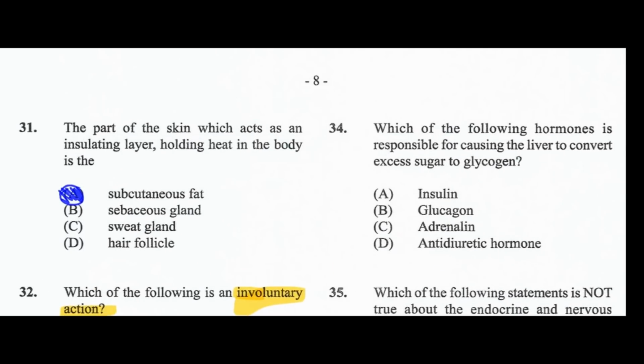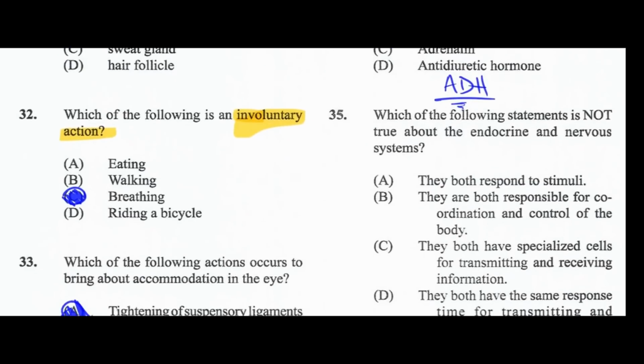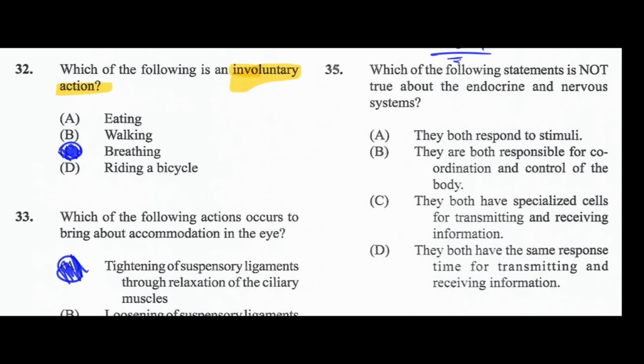34, which of the following hormones is responsible for causing the liver to convert excess sugar to glycogen? That's insulin. Insulin is used to lower blood glucose levels, while glucagon is used to raise blood glucose levels. Antidiuretic hormone, also known as ADH, helps with water balance in your body.